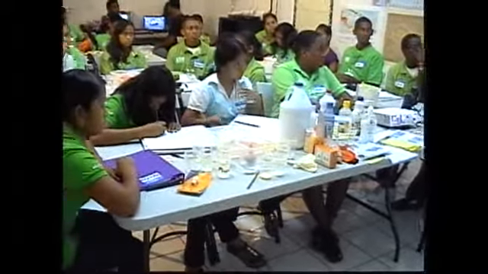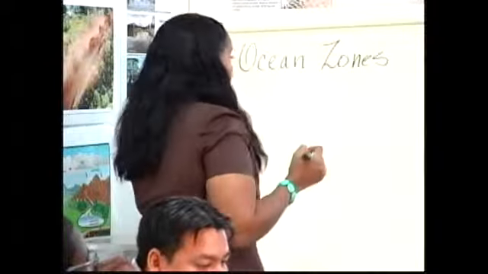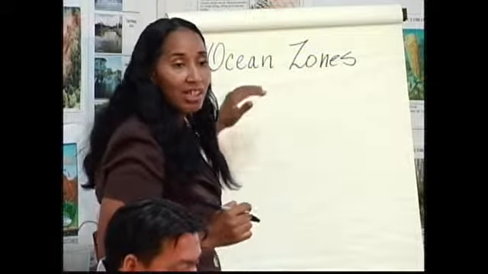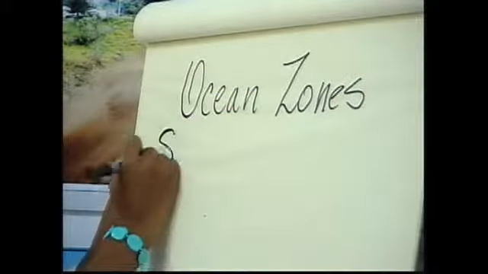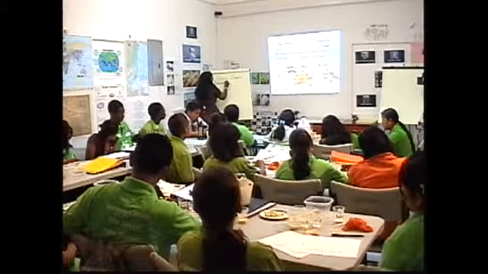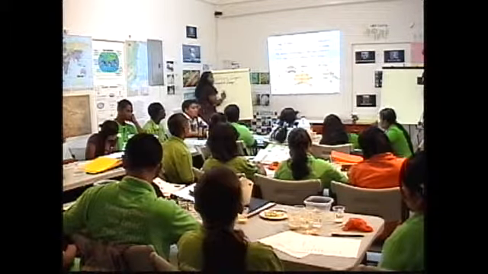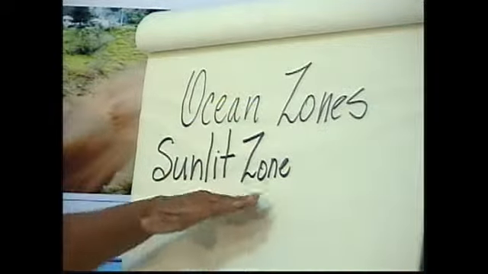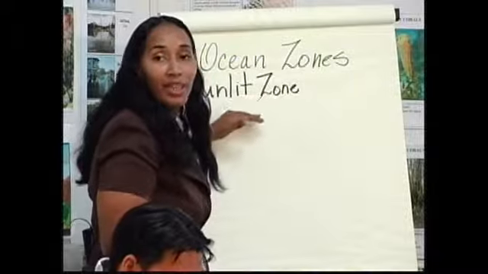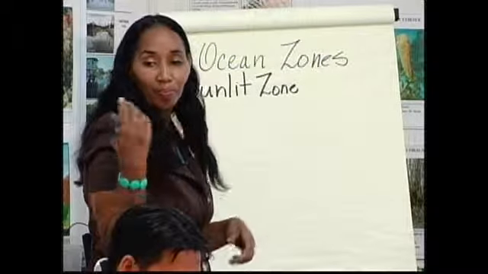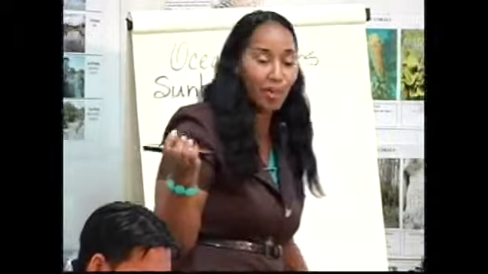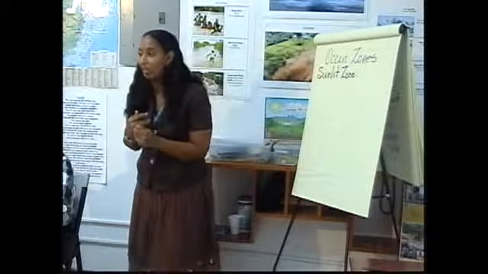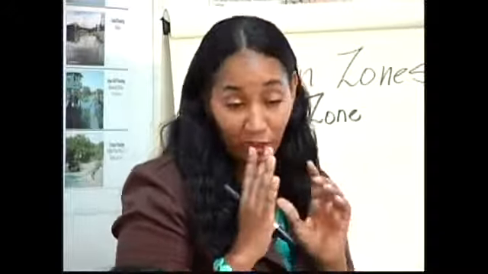You have ocean zones. For example, the first zone is called the sunlit zone. What is that zone called? The sunlit zone. Okay. Now in the sunlit zone, students, this is where you're going to find algae, the phytoplankton plants, and they need to be living in this sunlit zone so that they can have access to sunlight. Yes, the coral polyps, very good. So they need to live in the sunlit zone so that they can get energy from the sun to carry through the process called photosynthesis.